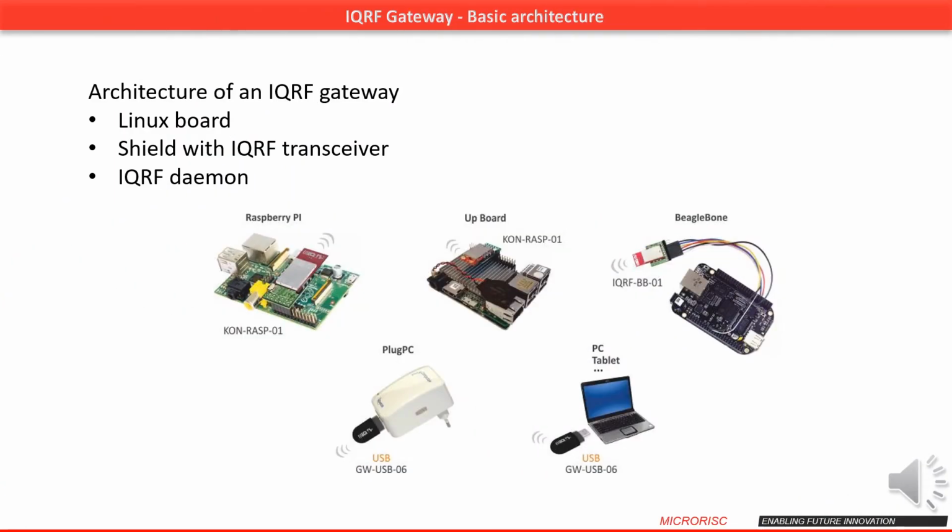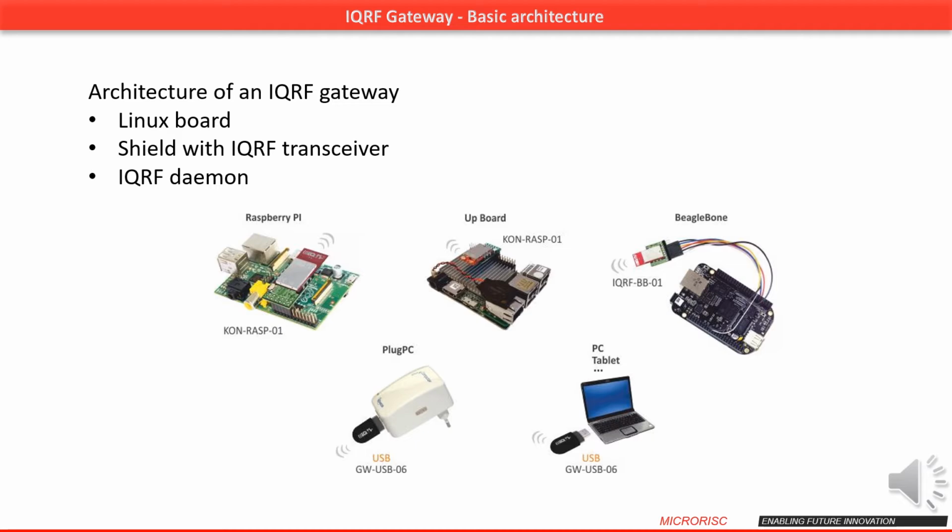Now, what does the Iqrf gateway consist of? The basis is a small Linux machine, most often based on the Raspberry Pi or similar devices. Then a small PCB, sometimes called a shield, is needed to connect the Iqrf transceiver to the Linux machine. The shield is connected to the I/O header of the Linux machine. UART or SPI is used for communication and several I/Os for control signals.